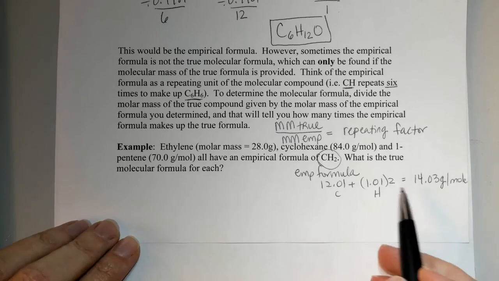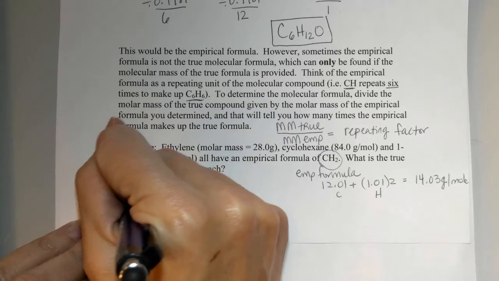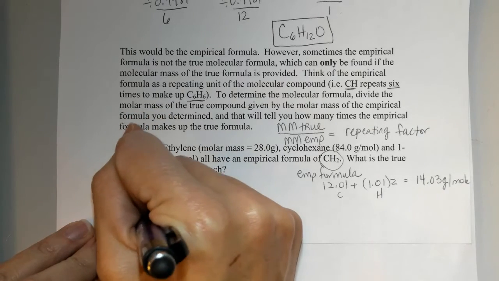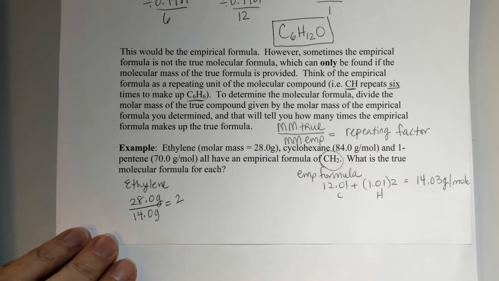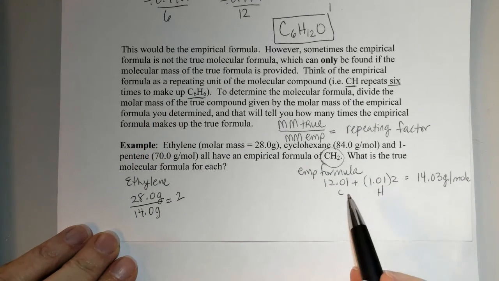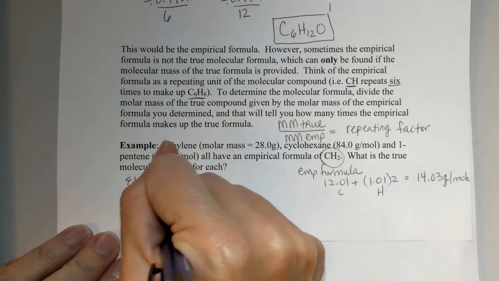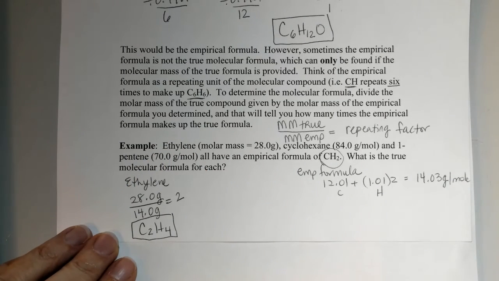So for the ethylene, you have a molar mass of 28 grams, and our empirical was 14. So that means a repeating factor of 2. So instead of 1 carbon and 2 hydrogens, it must be 2 carbons and 4 hydrogens. So ethylene must be C2H4.